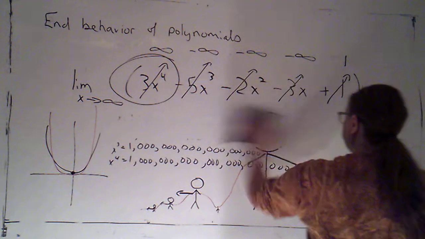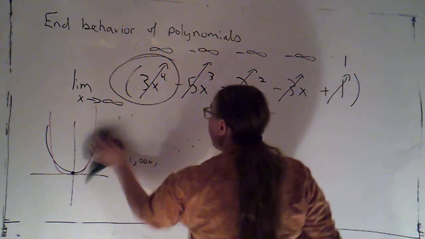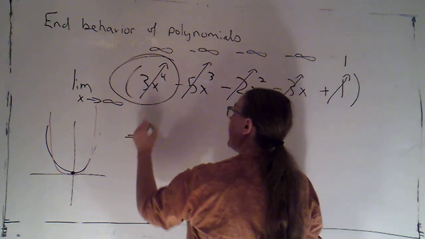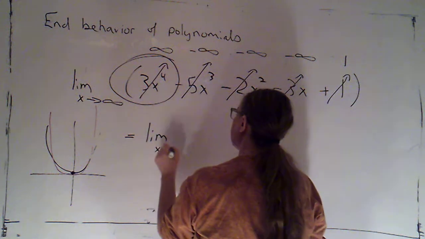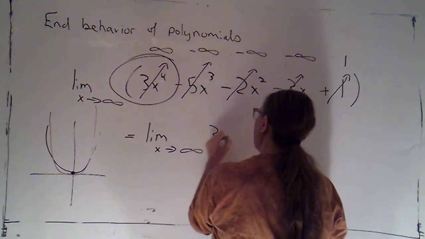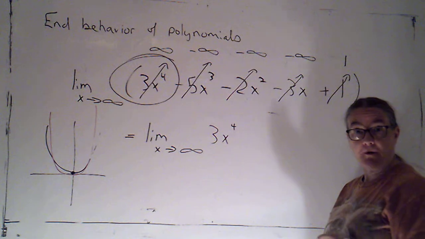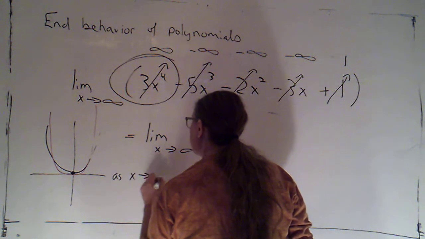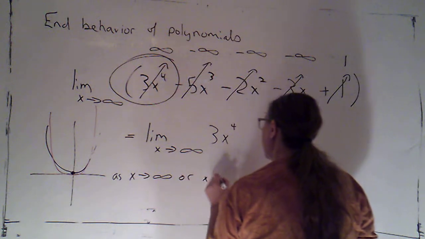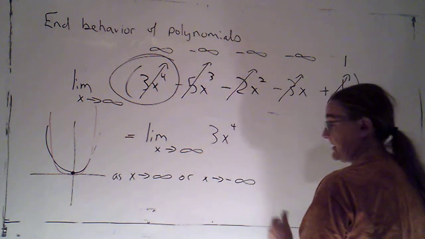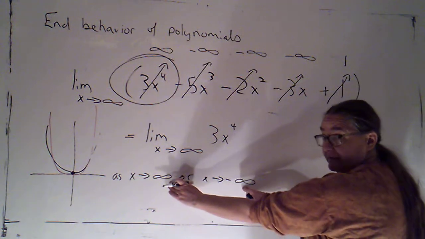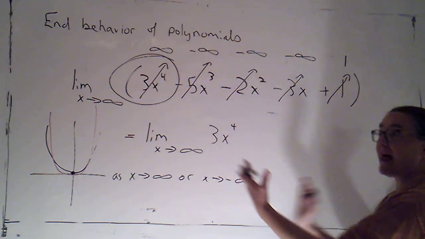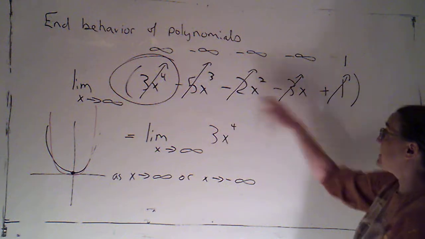Okay. So, if I want to take the limit of this whole thing, I can say that's going to be the same as the limit as x goes to infinity of 3x to the 4th. And the reason here is that as x goes to infinity or x goes to negative infinity. Okay. Now that's important. This is only applying to the end behavior. For values in the middle, these can be very important.